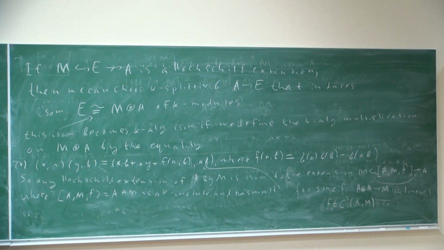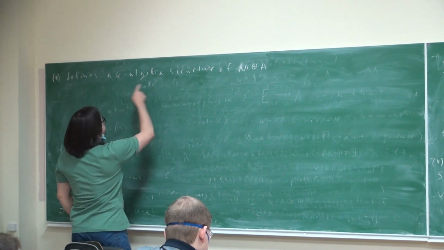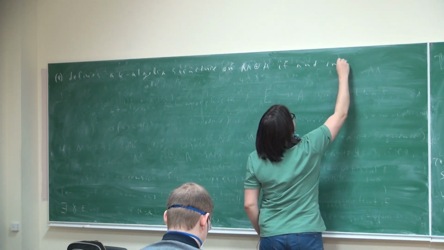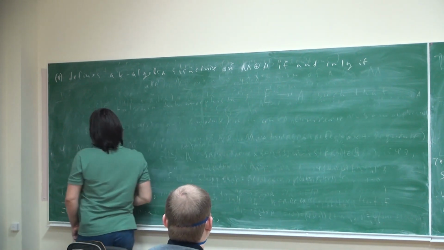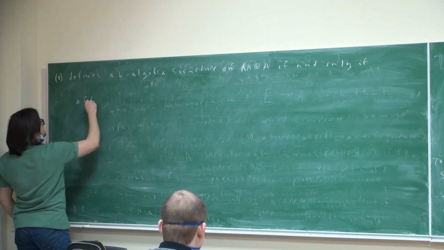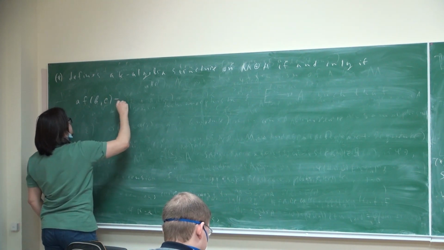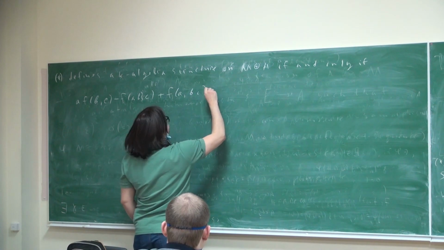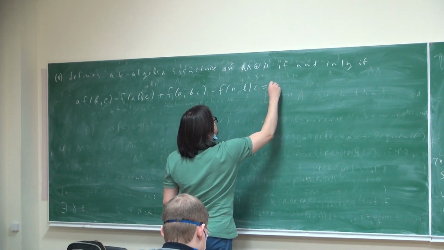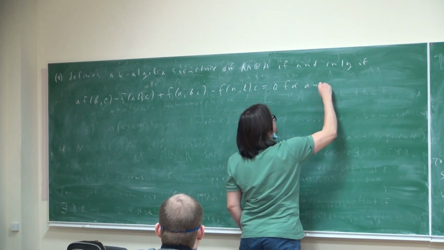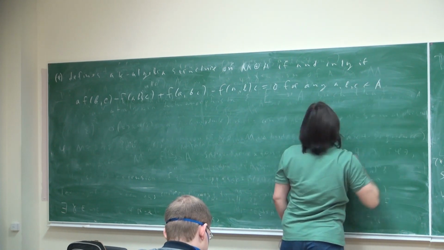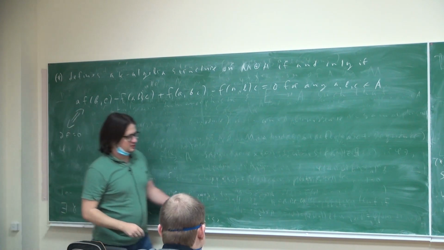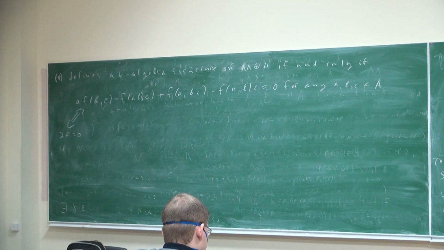But in any case, star defines an algebra structure on M plus A if and only if the equality a f(b, c) minus f(ab, c) plus f(a, bc) minus f(a, b) c is equal to 0 for any a, b, c from A. And this equality is equivalent to the equality delta f equals 0 if you consider f as an element of C2 of A, M.